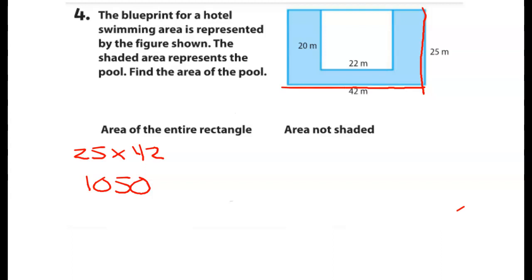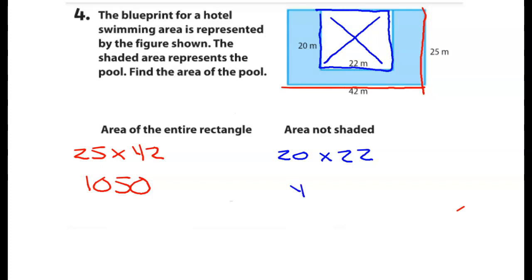Then I'm going to have to take the area of this cutout right here, right? Because they only want me to find the area of the blue section. So then this cutout is going to be 20 by 22, and I'm going to take that away from my other answer. So the area is going to be 20 times 22. So that's going to be 440. So I have to take that away. I'm going to cut that out of the entire thing.